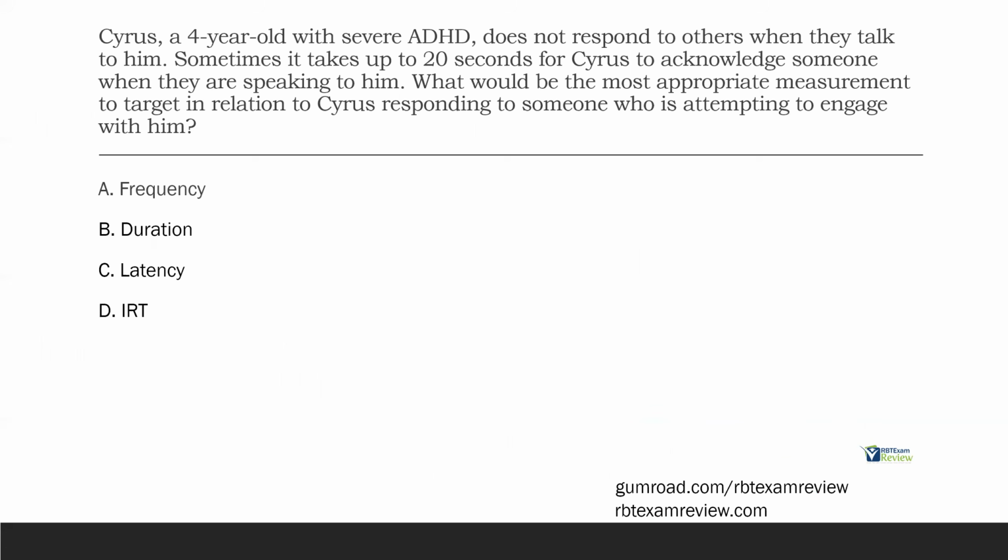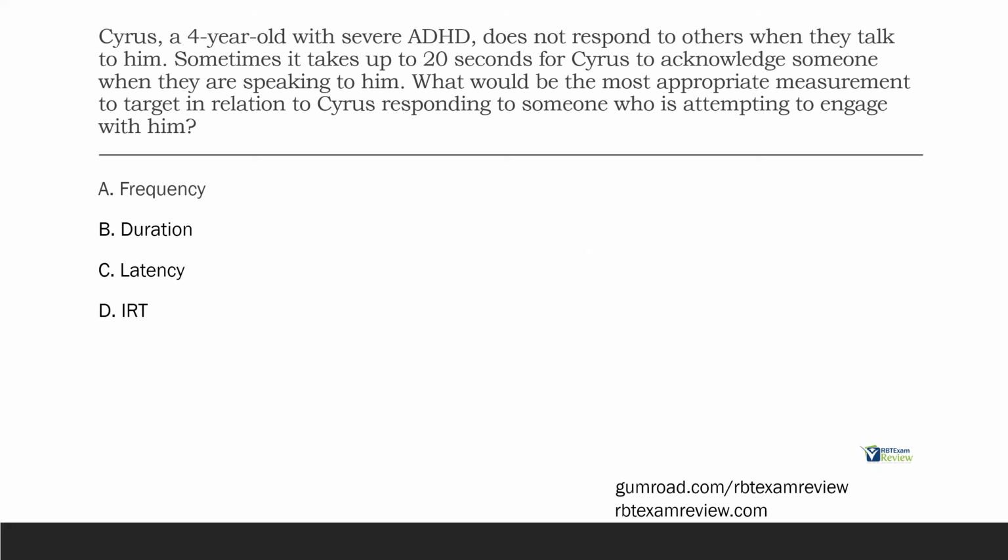We're trying to determine what sort of measurement we need. So when you are picking a measurement, the first thing you need to do is identify your target behavior. Either you're going to increase it or reduce it, but we need a target behavior to measure. So what behavior are we looking at? Well, we're looking at Cyrus's responding. He doesn't do it and it takes too long. So sometimes it takes up to 20 seconds for Cyrus to acknowledge someone when they speak to him.